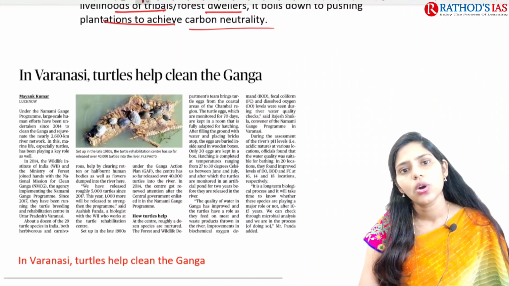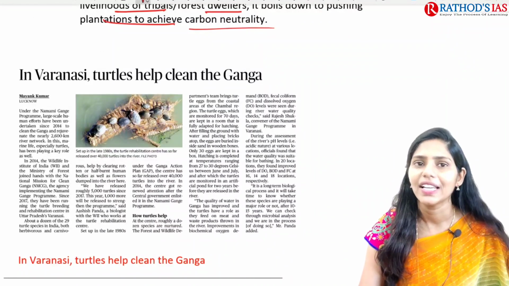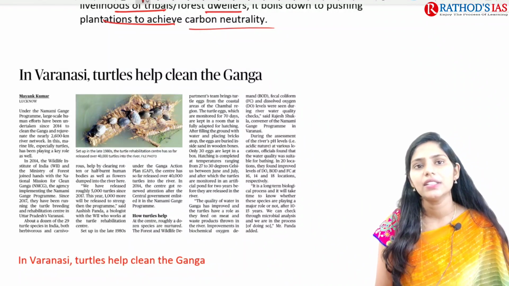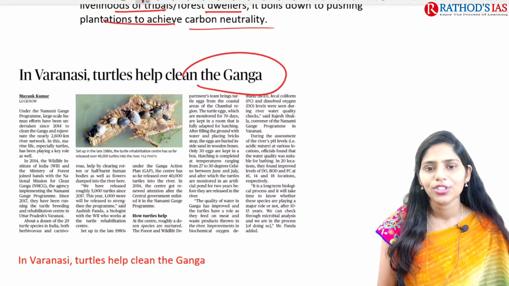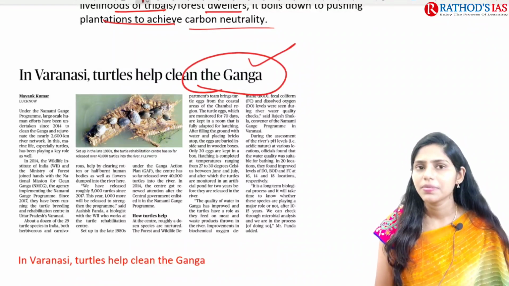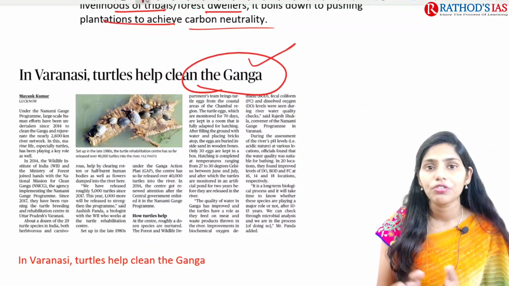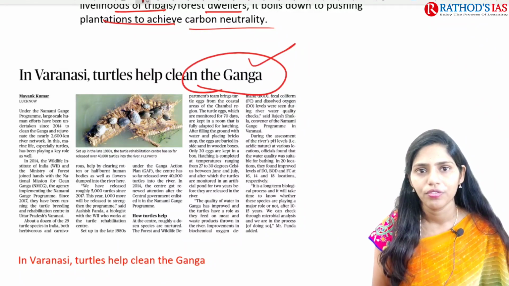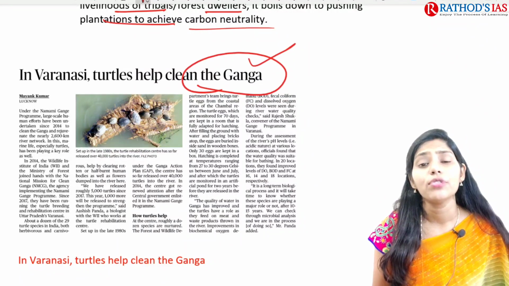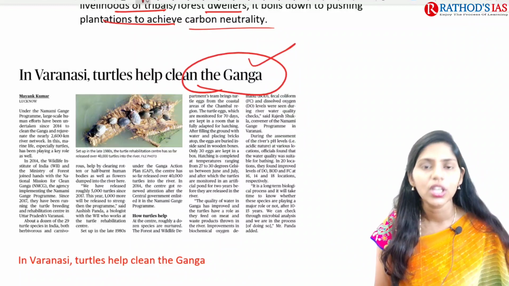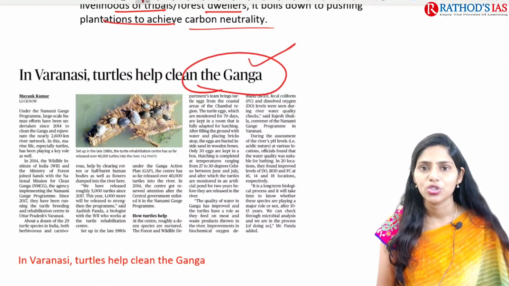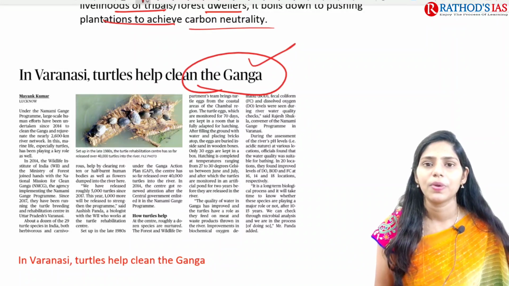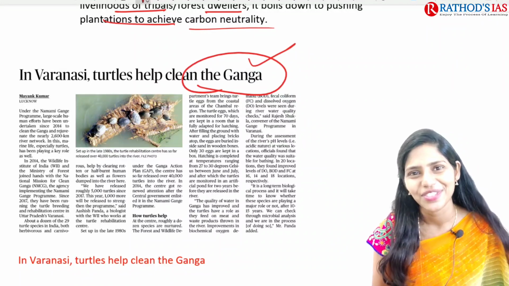And now let us see the next topic. It is about the Clean Ganga project. So the title says, in Varanasi, turtles help clean the Ganga. Here you have to focus on the Ganga river, you have to see the tributaries, and the meeting of two different rivers, which is seen in the flow of Ganga in the different states. You have to see in which states the river Ganga is flowing, which tributary is joining the river Ganga, and what that meeting point is called. We have Vishnu Prayag, Dev Prayag, etc. Right? So you have to see that.